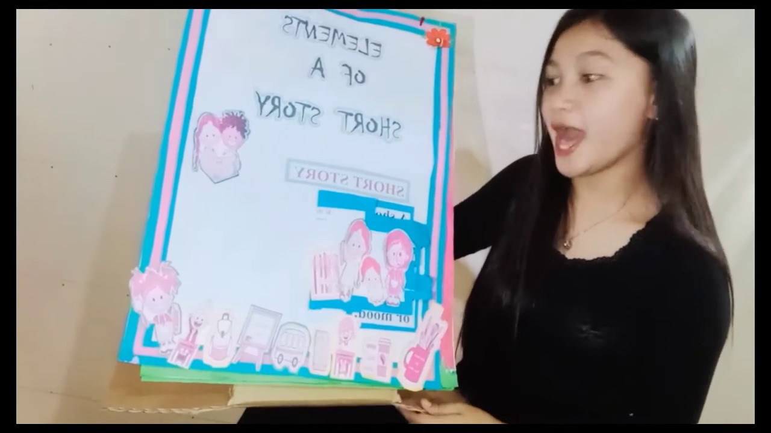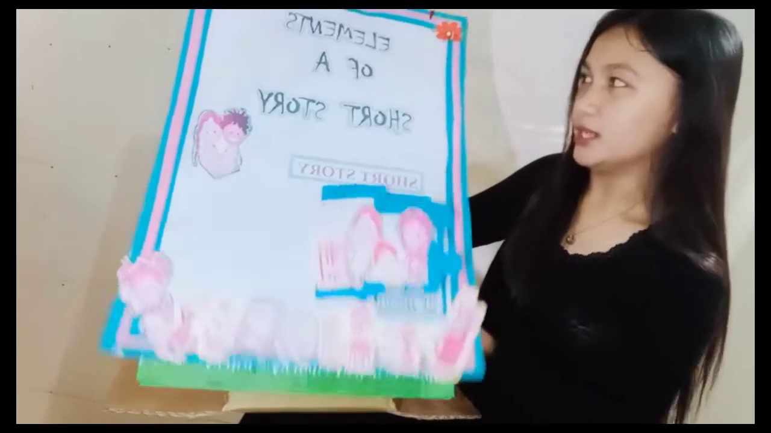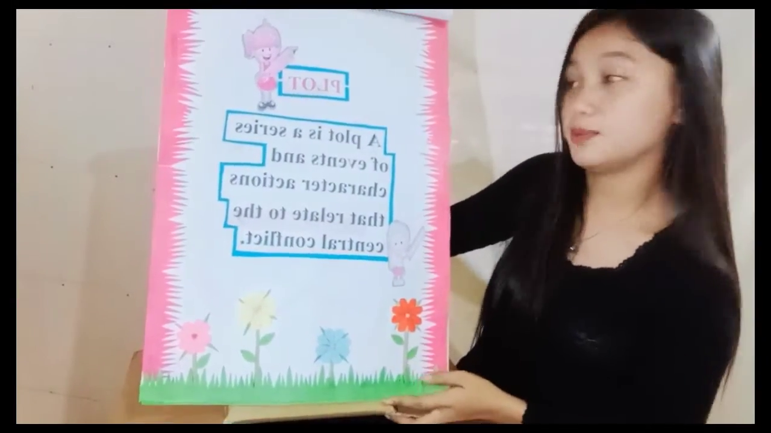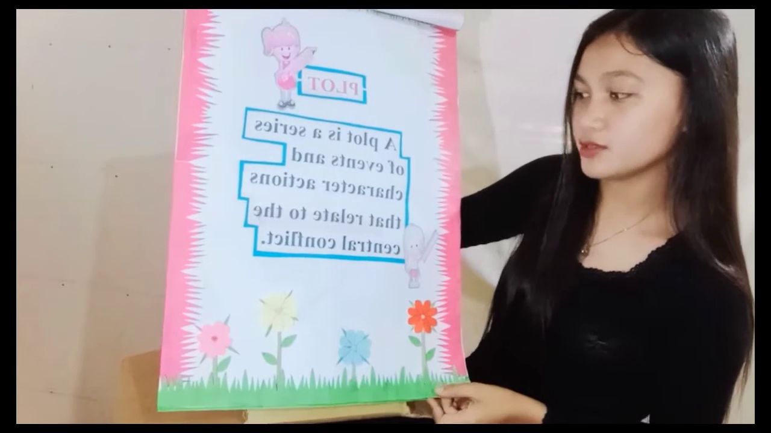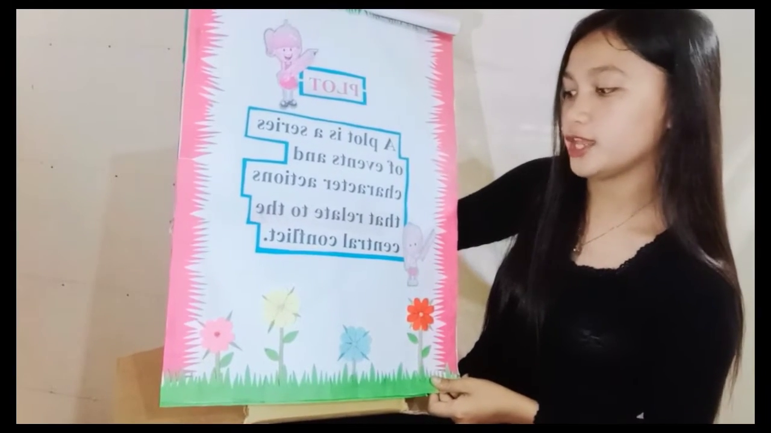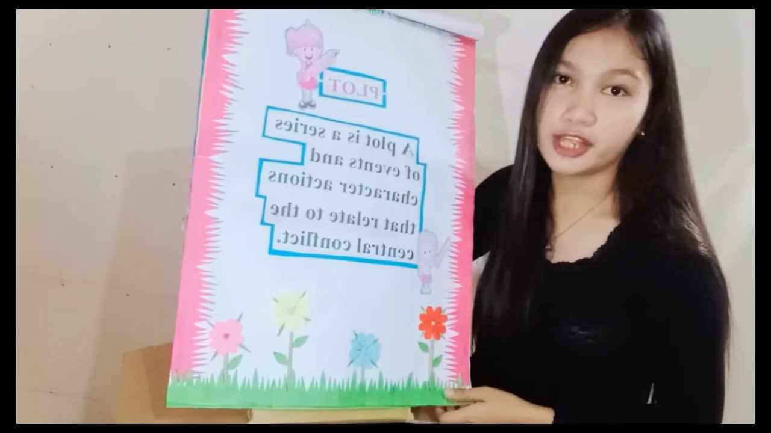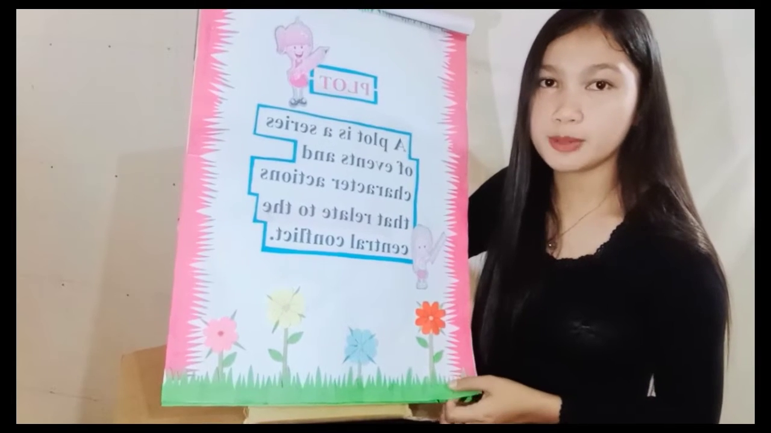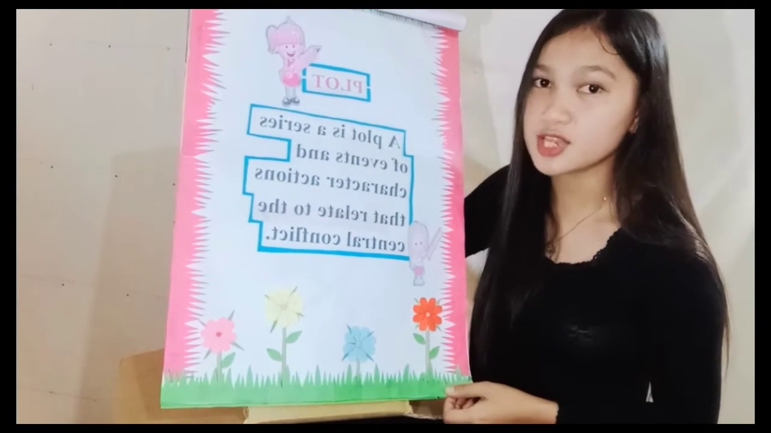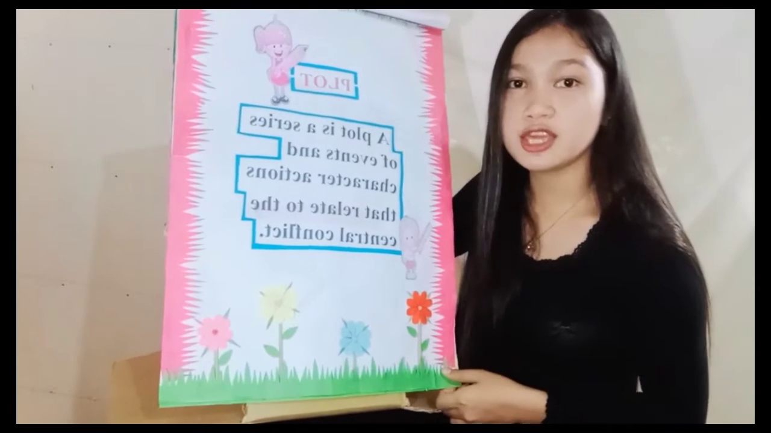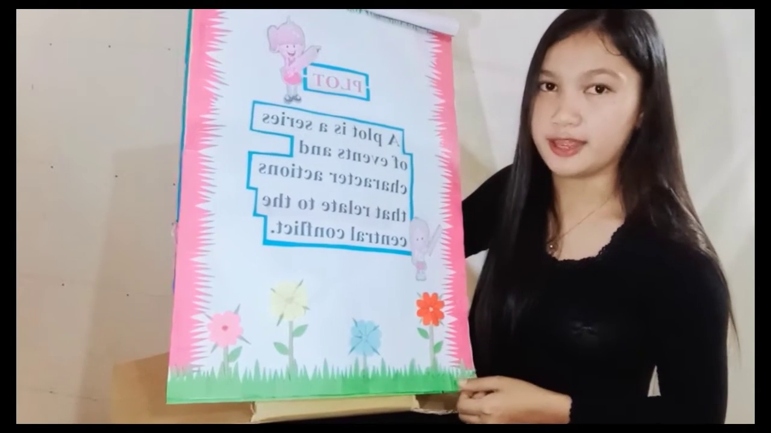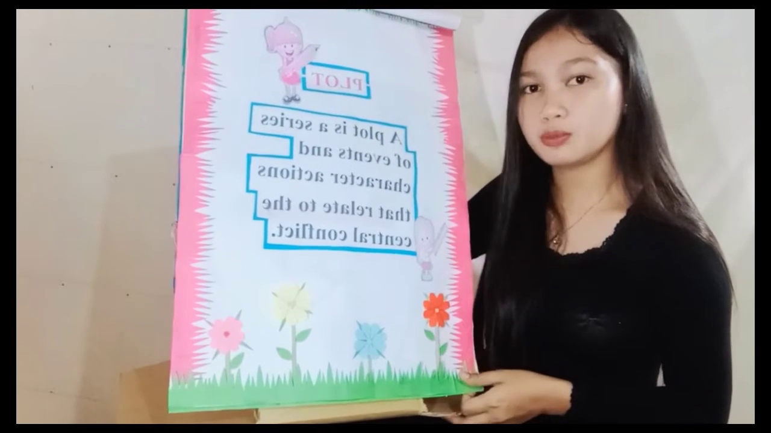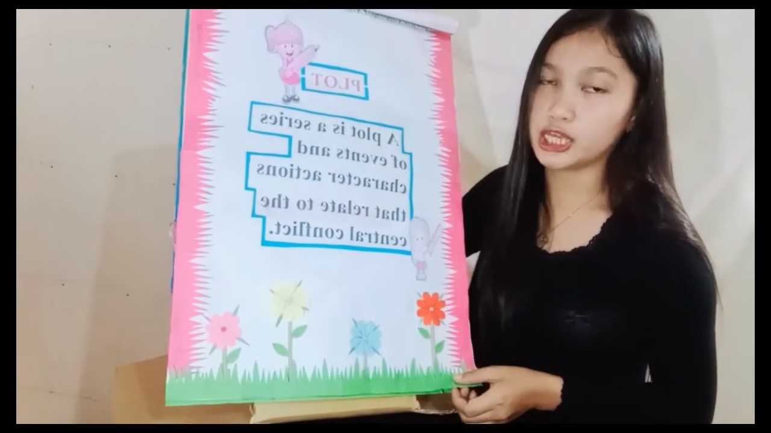So first, we have plot. What is a plot? A plot is a series of events and character actions that relate to the central conflict. Writers use a plot to map out their story before beginning the writing process. For fiction writing, this serves as a creative outline. An understanding of the plot is crucial to make your story impactful and craft a compelling narrative.